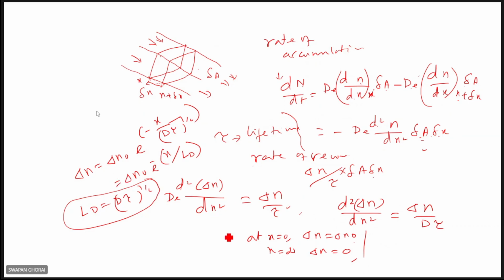After solving you will get delta n equal to delta n 0 e to the power minus x by LD, where LD is D tau whole to the half. That is the diffusion length. So LD equals D tau whole to the half.